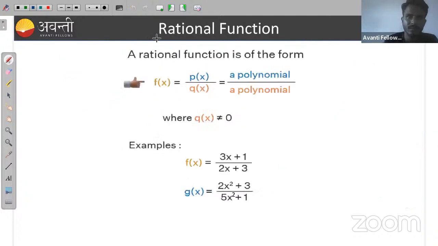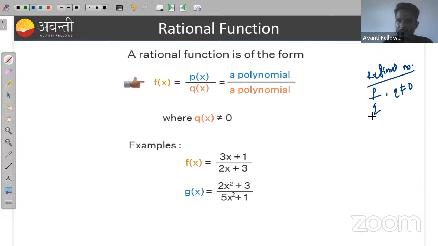Next is rational function. It is very much linked to polynomial function. As you know, a rational number is of the form p by q, where q is not equal to 0. You know the rational number, right? Here p and q are integers. This we know from our childhood days, rational number.